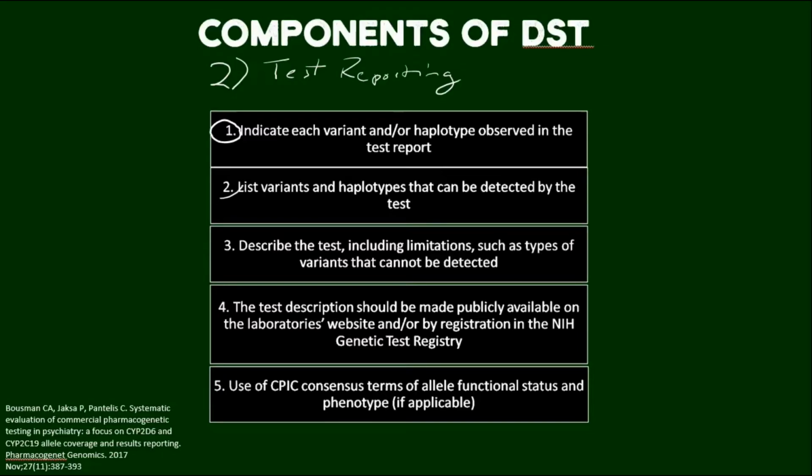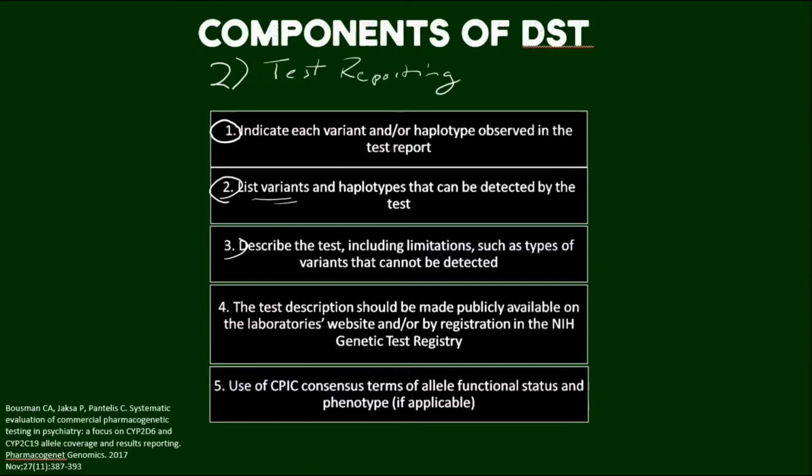The second: listing the variants and haplotypes that can be detected by the test. Now this one's really important because you want to know what variants they're testing for, so you can at least somewhat deduce the chance of false negatives, because if you're not going to test for it, you're not going to find it, right? So there may be rare variants or variants that are more prevalent in certain populations that maybe aren't included on that commercial or hospital test, and therefore the chance of a false negative could be reasonably high.